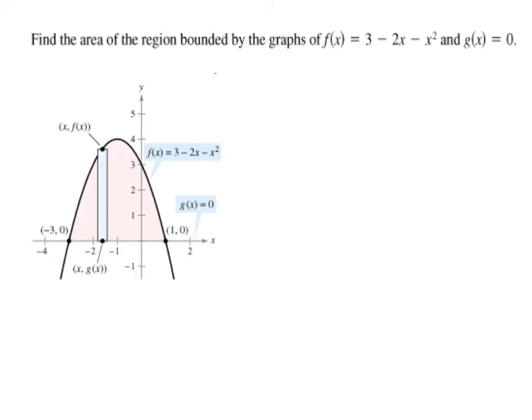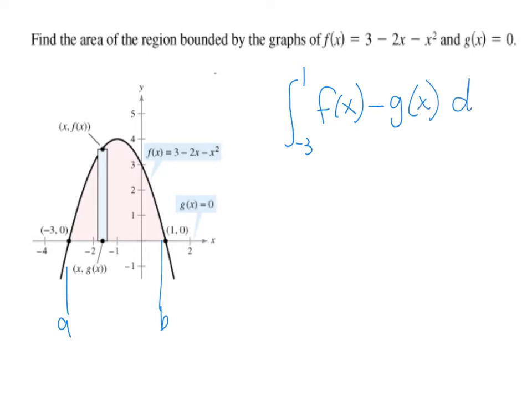What we're going to do is set up the integral, because we want to find this area, and we want to go from a to b, and those are the x-values. So this is going to go from negative 3 to 1 of the top function, which is f of x, minus the bottom function, which is g of x, with respect to x. If I were writing this out, this would be the integral from negative 3 to 1 of 3 minus 2x minus x squared, minus 0, dx.